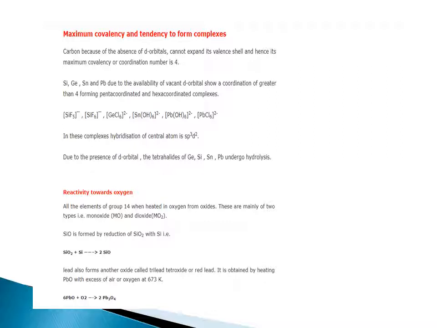Here are some of the examples. In these complexes, hybridization of the central atom is sp3d2. Due to presence of d orbitals, the tetrahalides of germanium, tin, lead undergo hydrolysis.